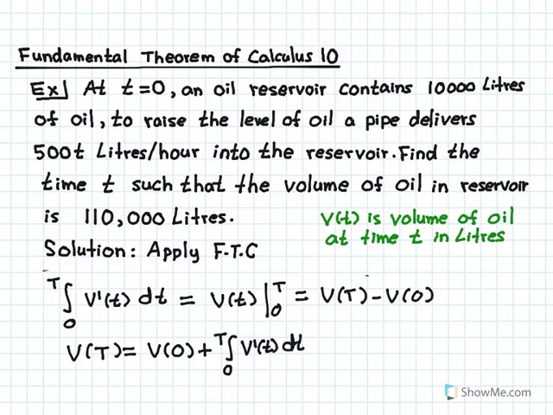Let's interpret this. V of t is the final volume of oil in the reservoir. V of 0 is the initial amount of oil in the reservoir, and this integral is integrating the rate of change, and we get a total change in the volume of oil in the reservoir. All right, so what we have is v of t is equal to v of 0 plus the integral from 0 to t of v prime of t dt.